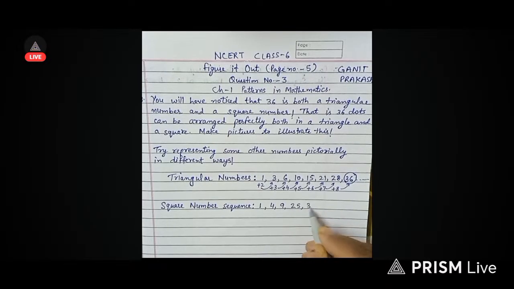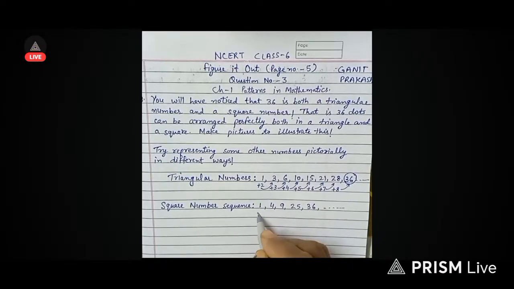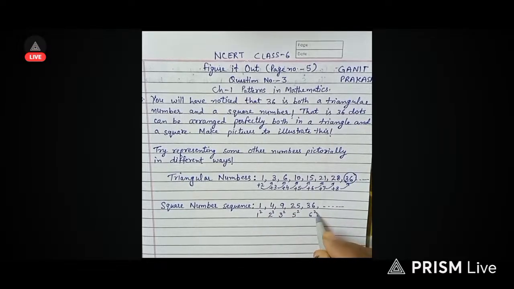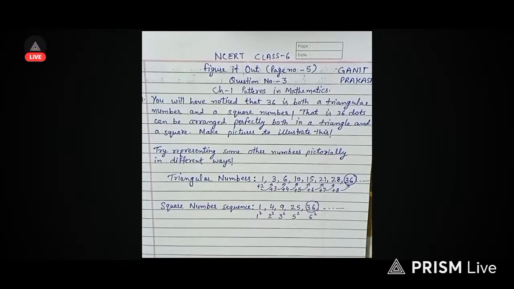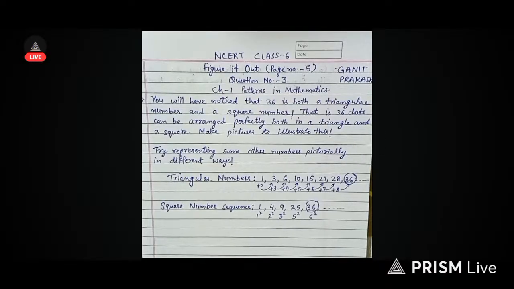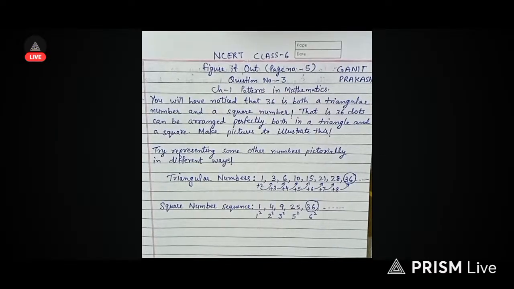While the square number sequence is 1, 4, 9, 16, 25, 36 and so on. 1 is the square of 1, 4 is the square of 2, and 36 is 6 squared. So you can see 36 also has the property of square numbers. Hence 36 can be represented as a triangle as well as a square.